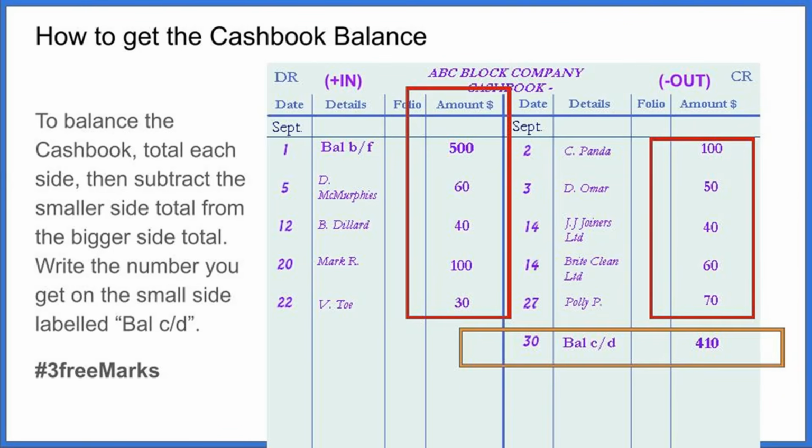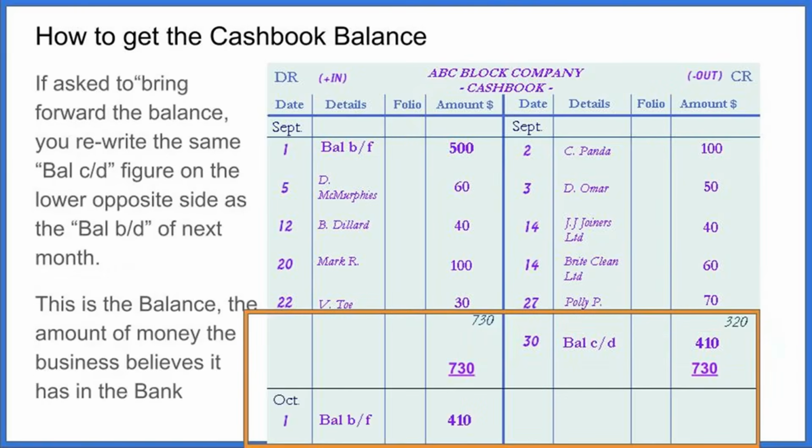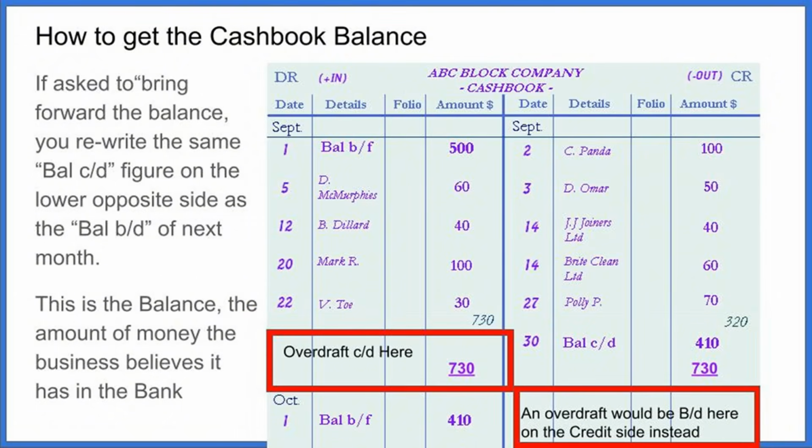Now you notice on this slide here, I have BAL C/D, balance carried down, at the end of the month, and you're going to write the number that you get after you add up the debit side and subtract the credit side. You're going to write it under there. Now take note that this is just because in a cash book, which is, again, keeping note of how much money the company has, they are more likely to have more money than they spend, right? But it's also possible that they may have overspent their money, and this might be a bank overdraft.